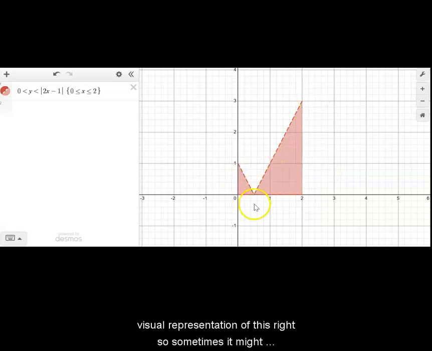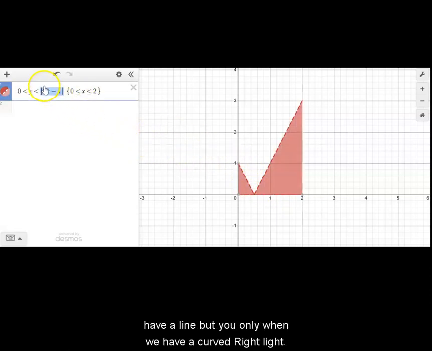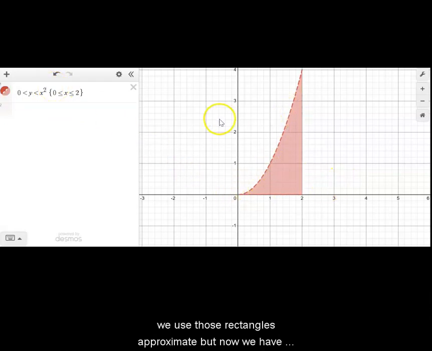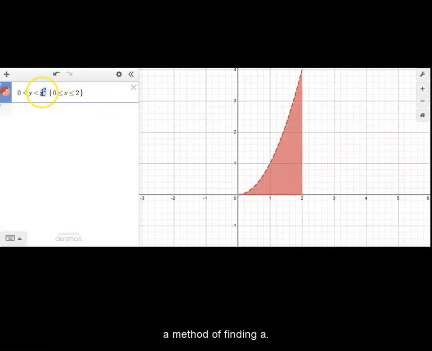Now, this is really only useful if I have a visual representation of this, right? So sometimes it might be useful for us to stop and plot a graph, especially if we have a line. But generally when we have a curve, like x squared, that's not going to be super helpful. That's why we use those rectangles to approximate, but now we have a method of finding the exact value.